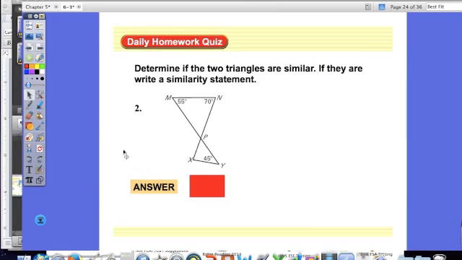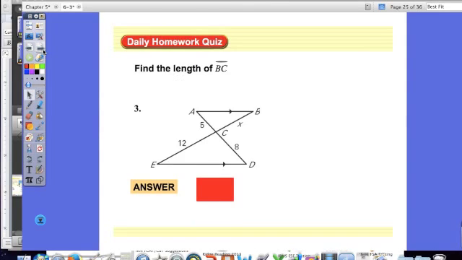For problem number 2, this angle is going to be similar to this angle. The other two angles, though, in P and M are 7 degrees and 55. Since these are not the same, the triangles are not going to be similar.